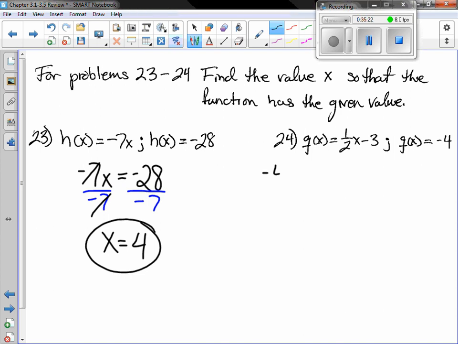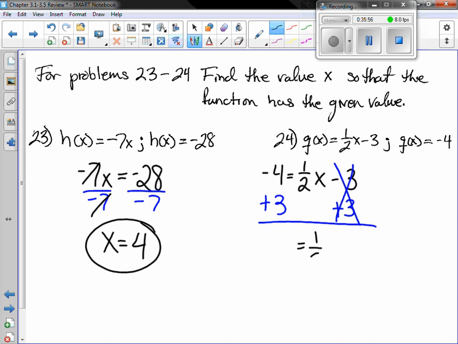So here we're saying negative 4 is equal to 1 half x minus 3. And again, because we're wanting to find out what value of x is going to make this function equal negative 4. Now looking at this here, again, we're trying to find the value of x. We're trying to get x by itself. So what would I do first to get x by itself? Add 3 to both sides. Because negative 3 plus 3 will cancel, leaving us with 1 half x. Negative 4 plus 3.